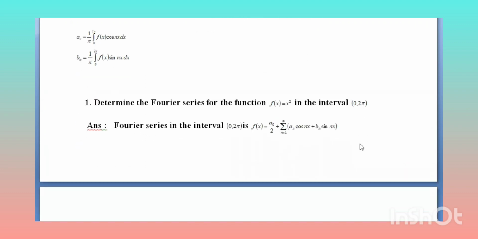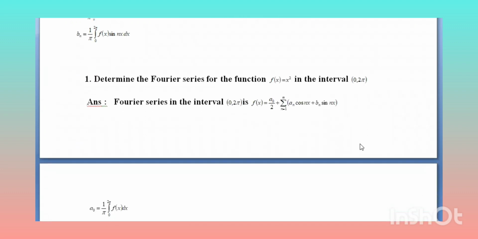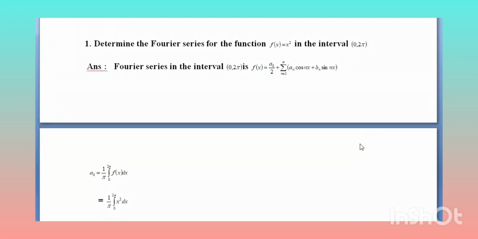Let us solve one problem. These are the formulas. Determine the Fourier series for the function f of x is equal to x square in the interval 0, 2 pi. The answer is, first you have to write the formula. You have to see the interval. Interval is 0, 2 pi.